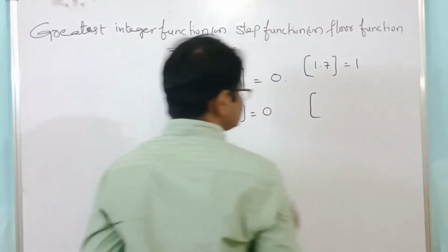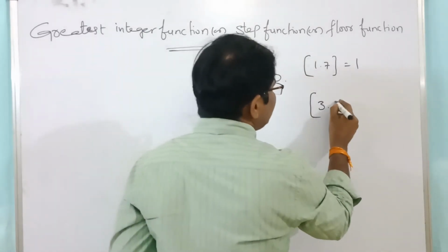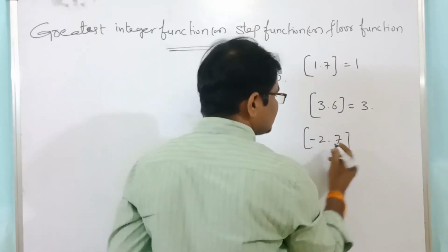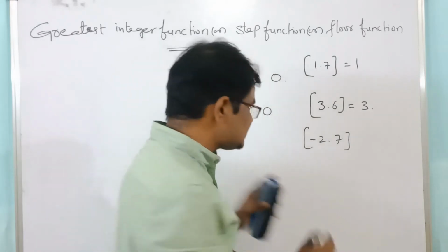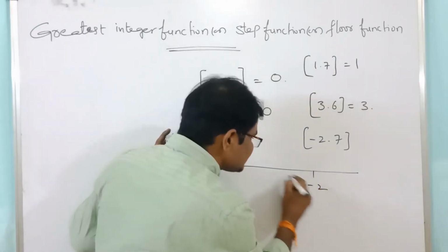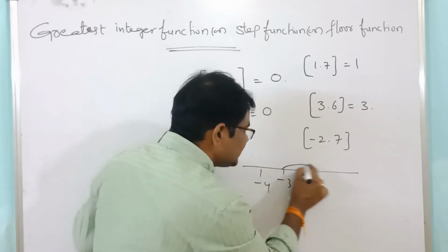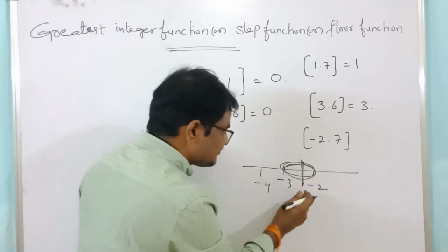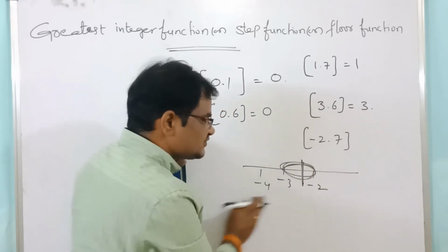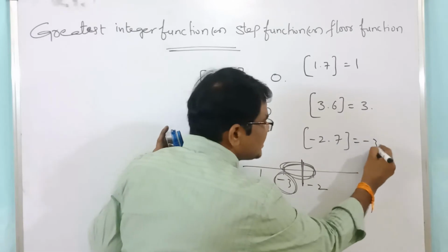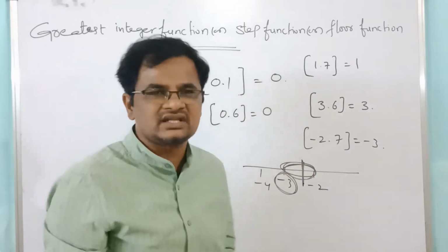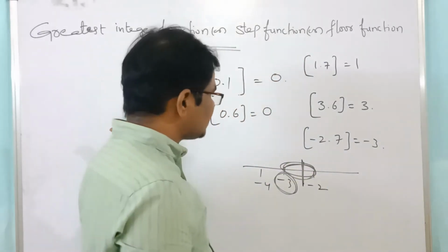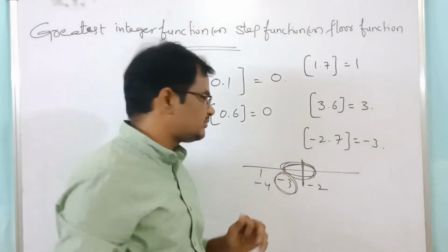Next, here 3.6 equal to 3. Now minus 2.7: it is in between minus 2, minus 3, minus 4, between these two. Left side of this real number, which one is the greatest integer? Minus 3 only. So that's why minus 3. Like this also you can identify, because many methods are there to identify the greatest integer function. Previously the introduction is one method, and this definition is one more method.